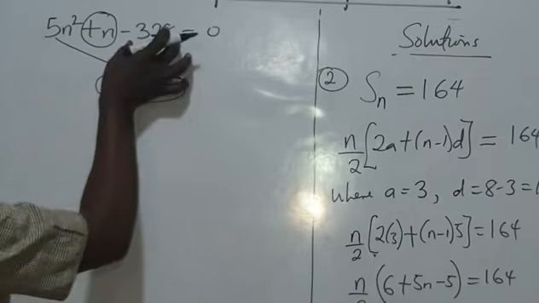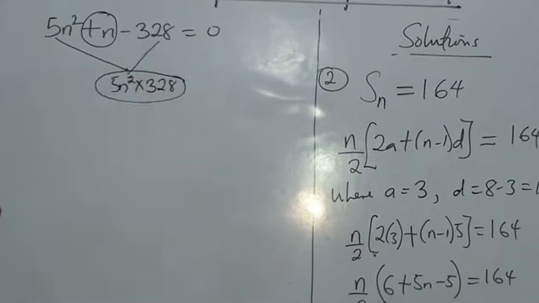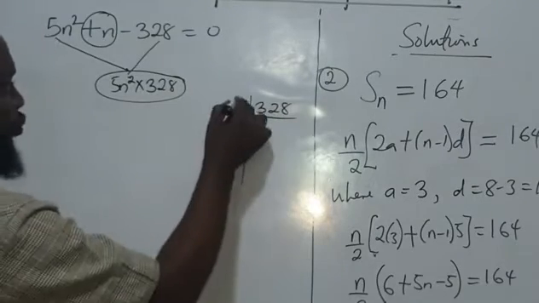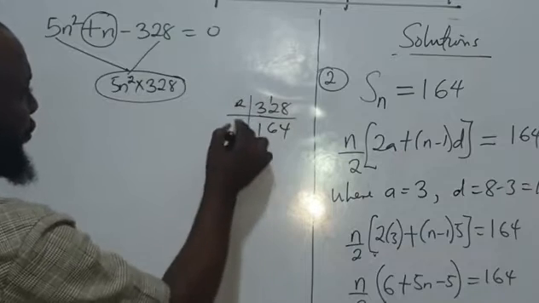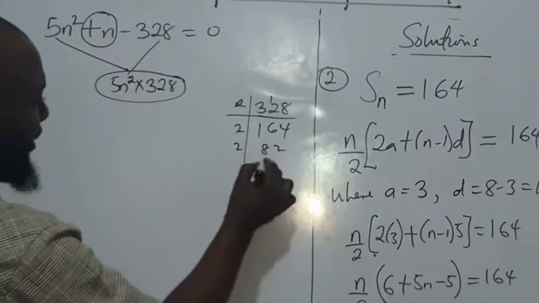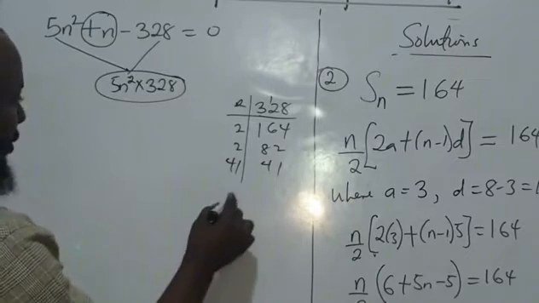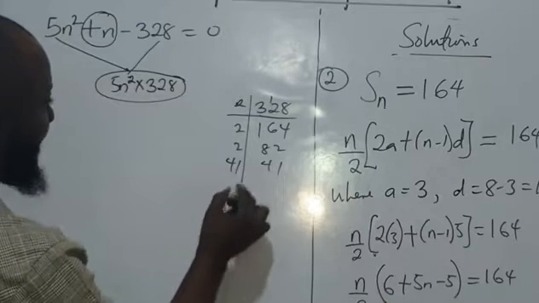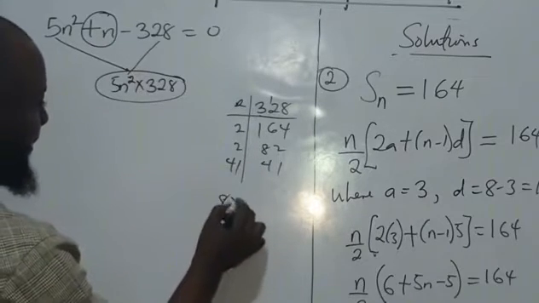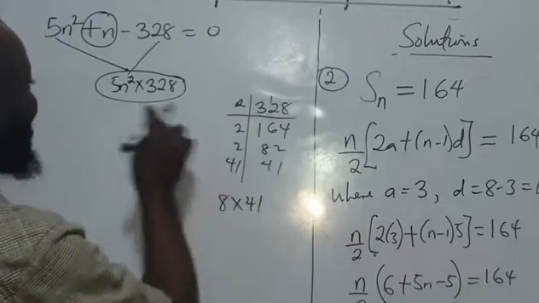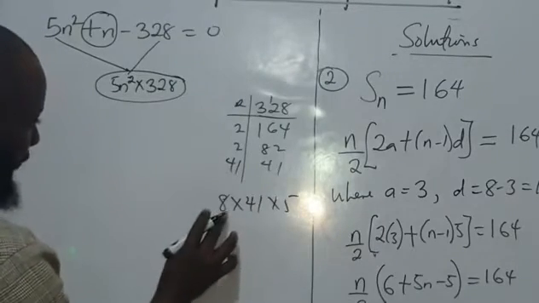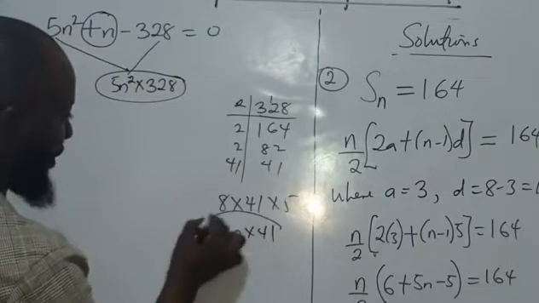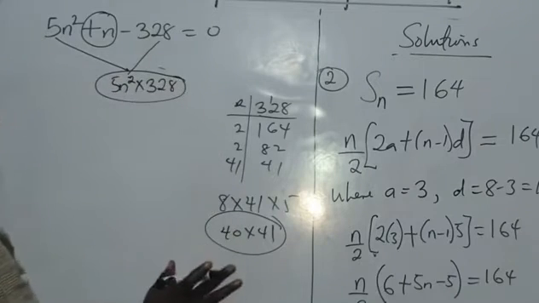So what we're going to do, let's express this one as a product of its prime factors. That is 328, right? 2 can go, 164. 2 can go, that's 82. 2 can still go, that is 41. So that means we are supposed to multiply by 5. So we have 2 times 2 times 2 times 41 times 5. So when you now say 5 times 8, that is 40, multiplied by 41. So this one will give us this product. That's what I just did now.